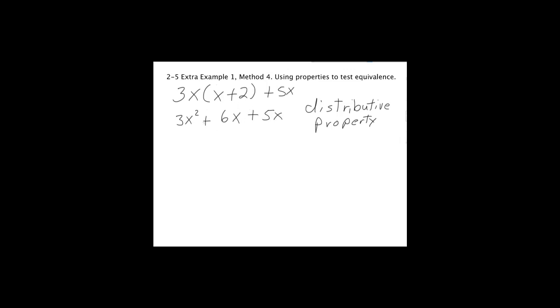We combine like terms next, and so 3x squared, just one of those, and then I've got 6x plus 5 more x's would be 11x, and that's combining like terms. And remember, the square on this, the exponent, makes it different. It's x times x versus just x. And so I've got that this is 3x squared plus 11x.